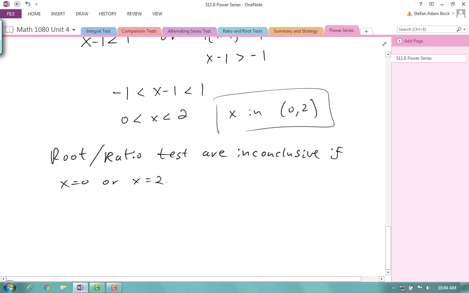But if x was less than 0, so if x was a negative number, then I would get divergence from the root test. Or if x was greater than 2, then I would also get divergence from the root test, because the resulting limit would be greater than 1. So, to check these, I would check for convergence of the endpoints by plugging in these values.